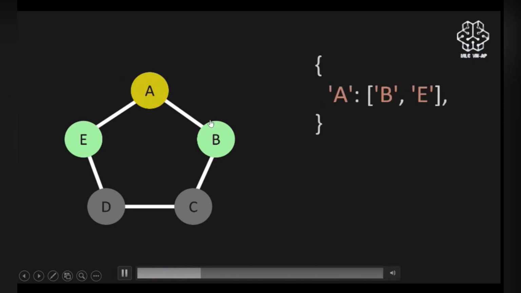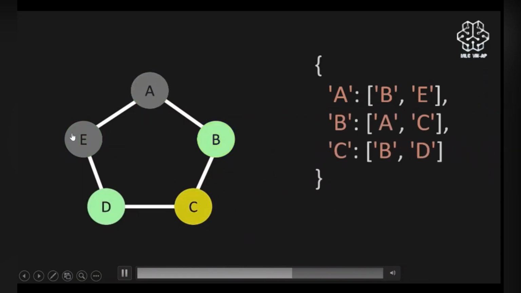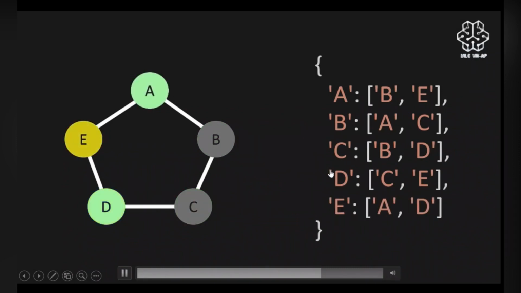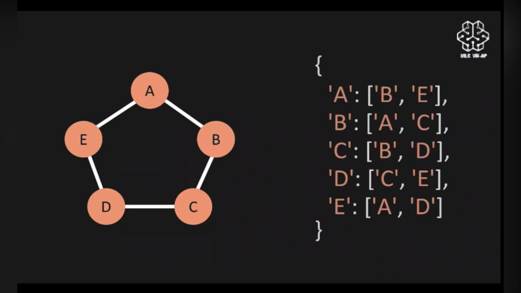As you can see, A has a connection with B and E. So A will be our key, and the value for it will be B and E. And for B, it would be A and C. For C, it would be B and D. For D, it would be C and E. And for E, it would be A and D. So this is nothing but our adjacency list. It's a very simple concept. And we shall be using the adjacency list to carry out our add edge, add vertex, remove edge, and remove vertex operations.